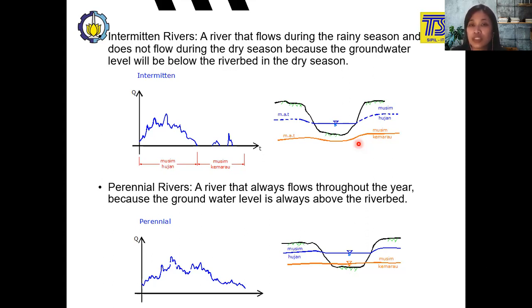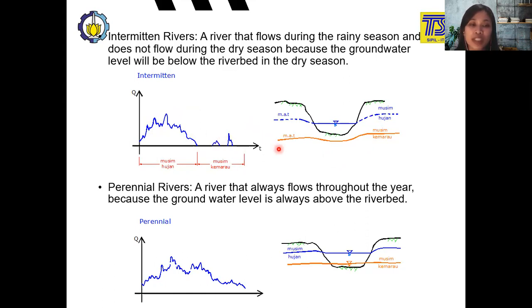But during the dry season, because the groundwater level will be below the riverbed, it's the same with the previous one, with the ephemeral. So there's no water flowing in this river. The hydrograph looks like this. For the rainy season, the hydrograph is quite big, but for the dry season, the hydrograph is quite small.